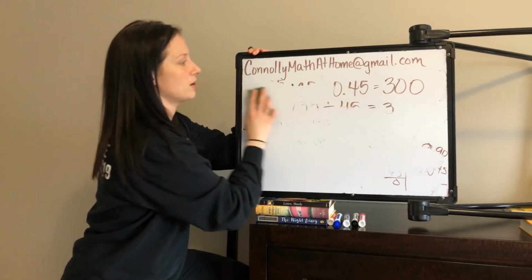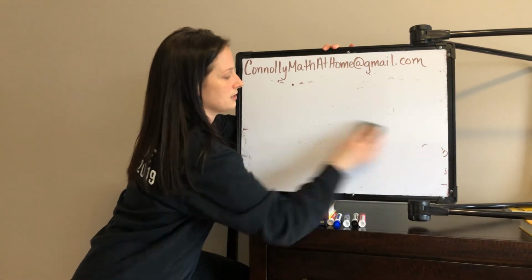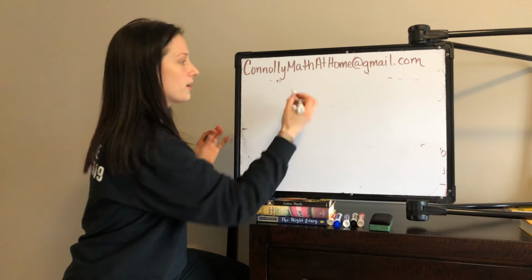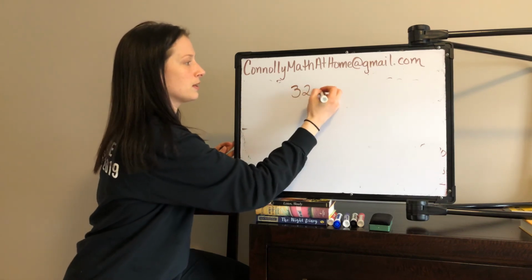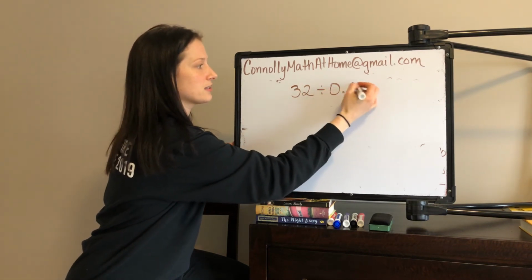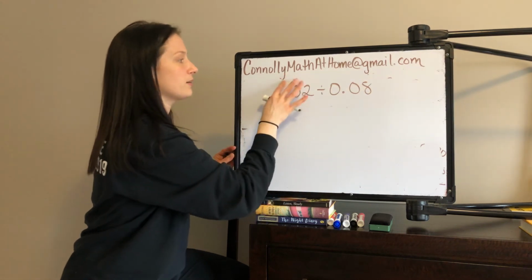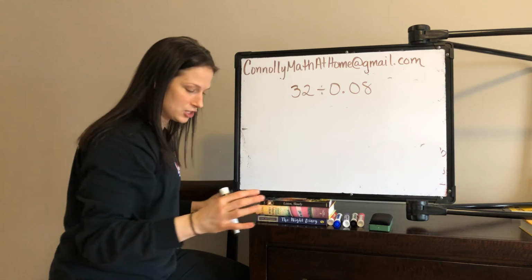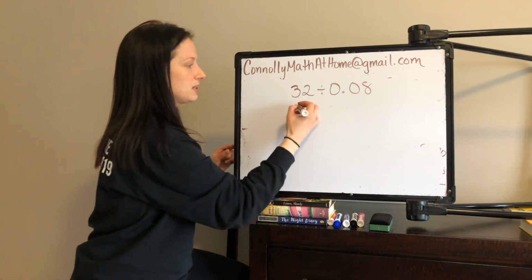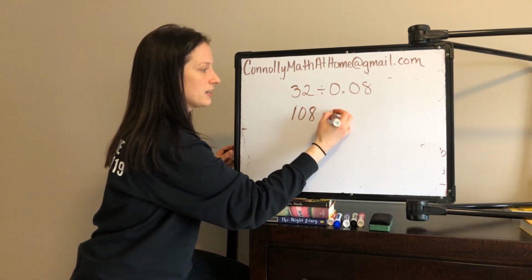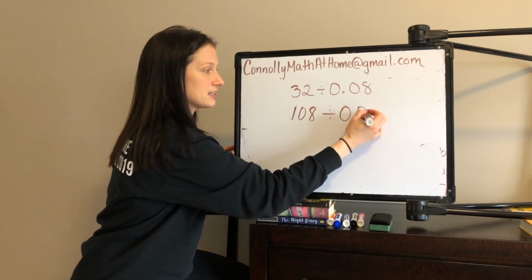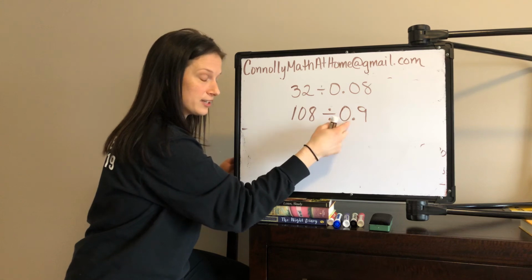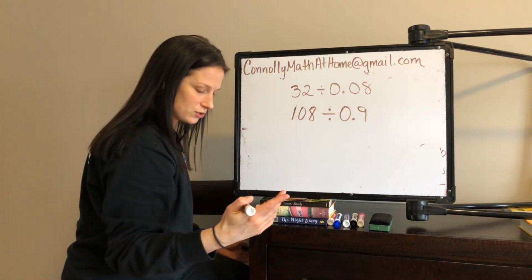Okay, so, sorry, this is not erasing great. The ones that you're going to try at home are 32 divided by 8 hundredths. So, if I were you, I'd be thinking about 32 divided by 8 and then make the adjustment. Then you're going to be thinking about 108 divided by 9 tenths. Your estimate for this one, you know what 9 tenths is close to.